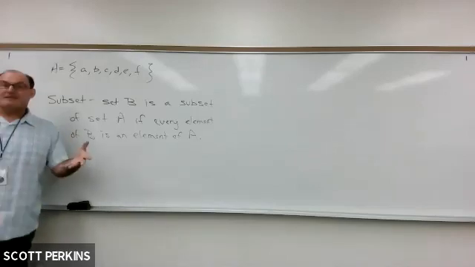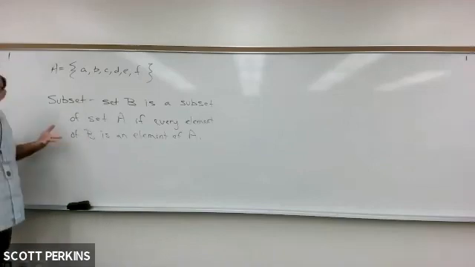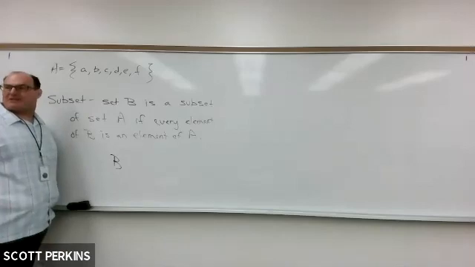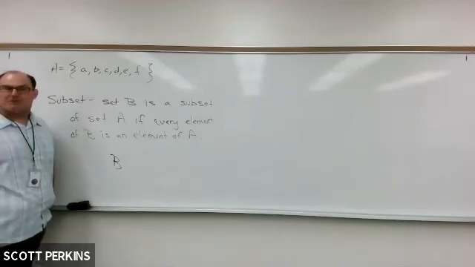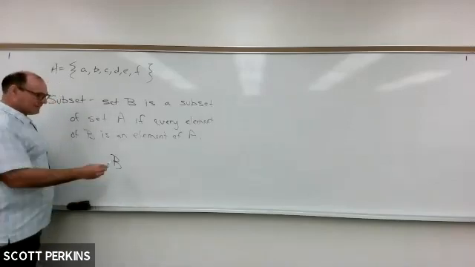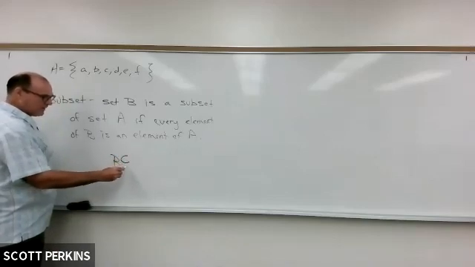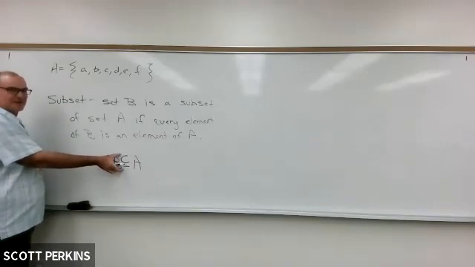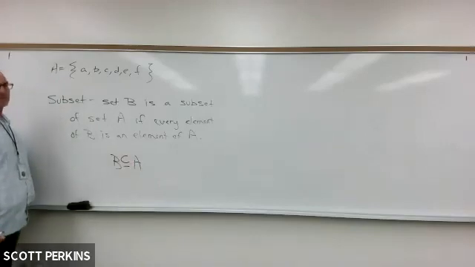The symbolism for this, if I want to say if B is a subset of A, I would say this: B. Now this kind of looks like the less than or equal to symbol, if you're familiar with that in math, except it's curved. You use kind of like a U on the side. B is a subset. This is the subset symbol of A.